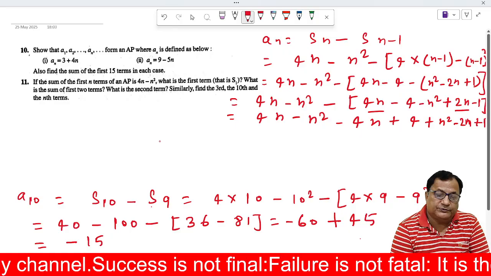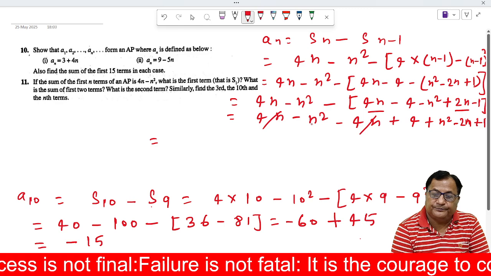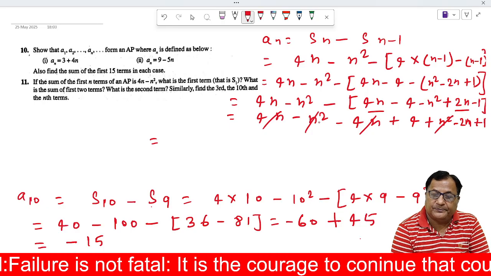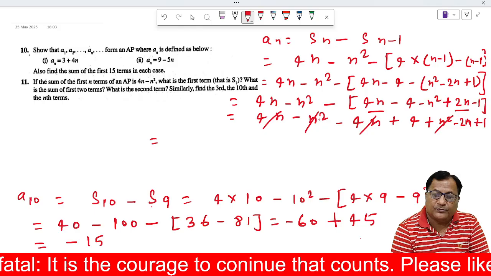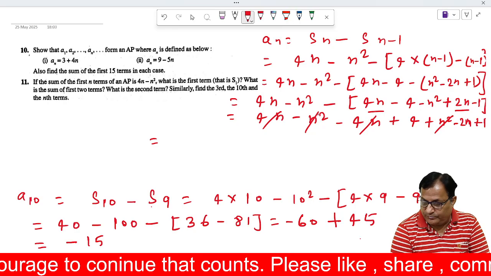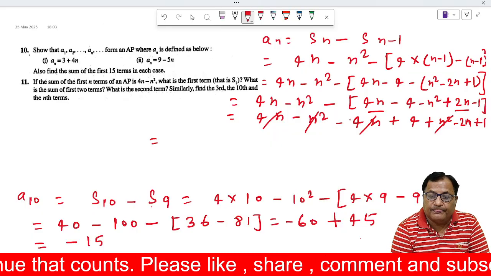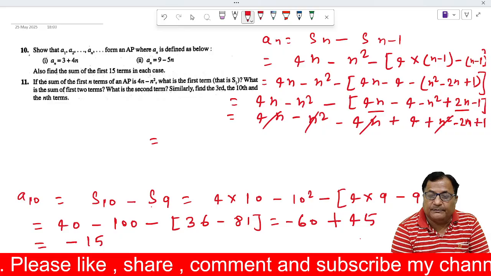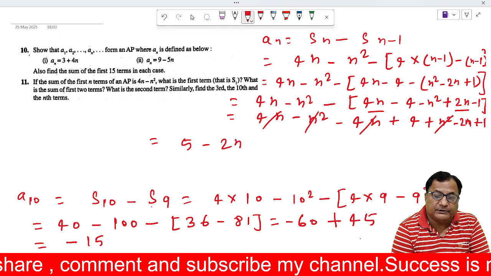So if we solve this, 4n and 4n will cancel, n square and n square will cancel, then 5 minus 2n. This will be 5 minus 2n. This is the answer.